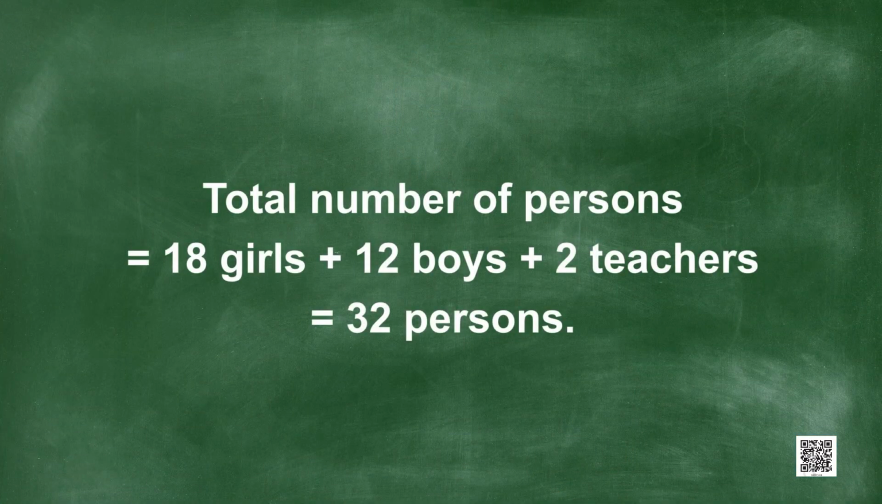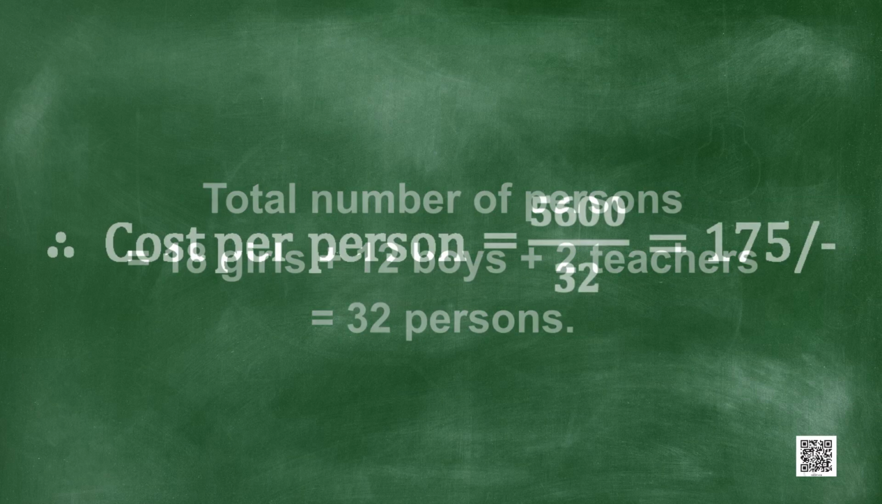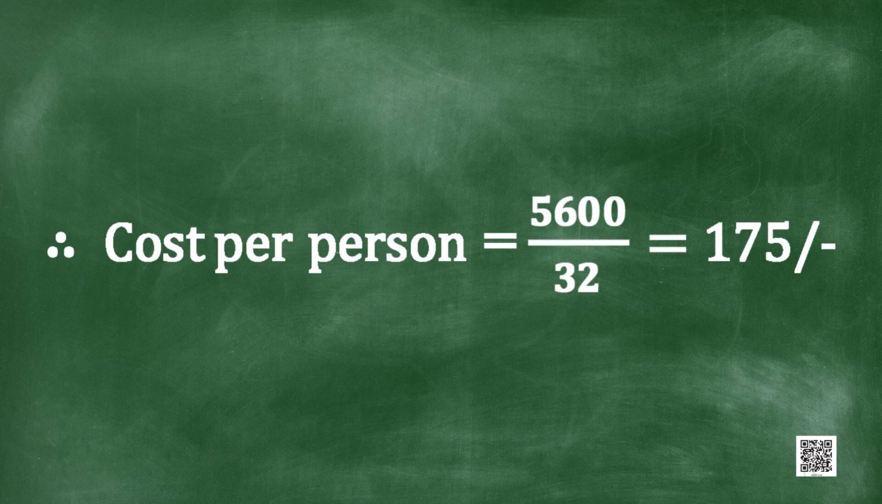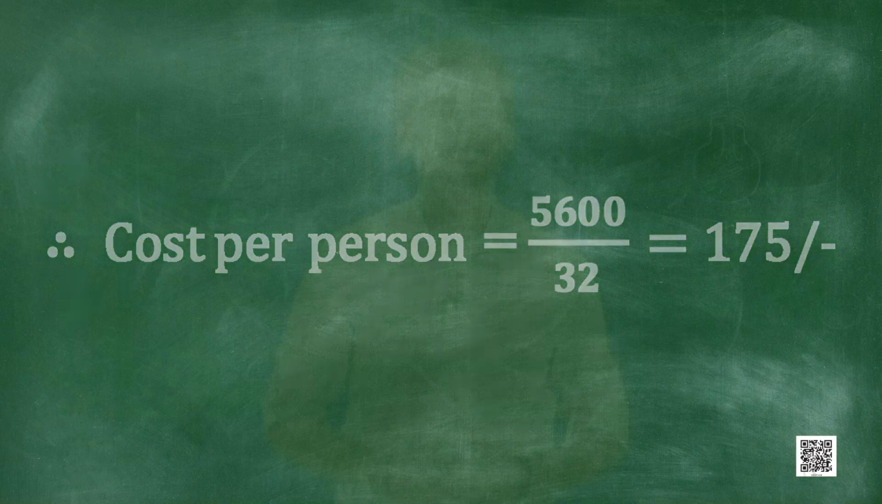Students, for this picnic we have found the total expense. Now let us try to calculate the total number of people who are travelling in this picnic. So the total number of persons is equal to, we have found that there were 18 girls plus we also found that there were 12 boys plus additionally 2 teachers also joined. So therefore, the total number of persons is 32. Now the cost per person will be given by the total expense divided by the total number of people. So that is equal to 5600 divided by 32, which is equal to rupees 175.